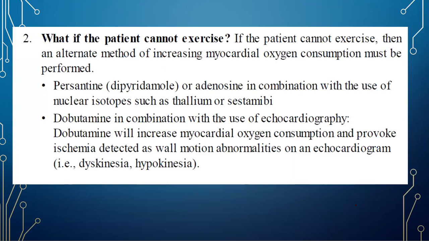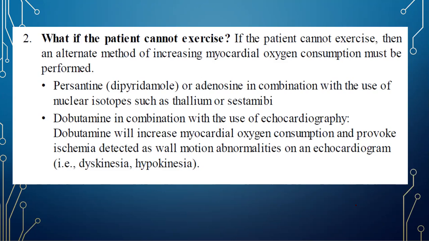Now, the next thing, what if the patient cannot exercise? Which means that your patient doesn't have any baseline ECG abnormality, so obviously you should be able to do an exercise tolerance test. Now your patient is not able to exercise, maybe the patient has a fracture or an underlying knee joint or hip joint problem. For the exercise tolerance test, the patient needs to run on a treadmill. So those patients will be unable to run on a treadmill.